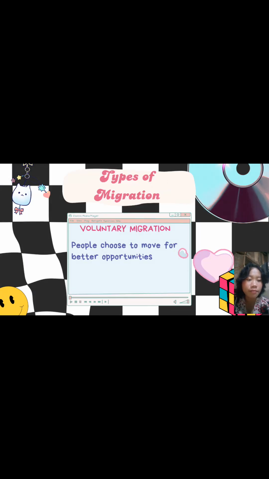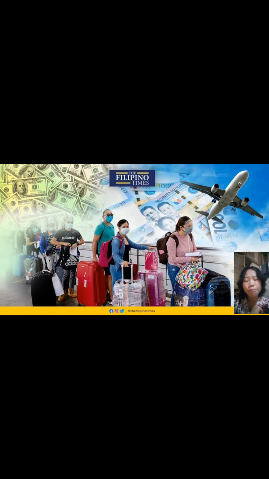Next we have voluntary migration. People choose to move for better opportunities. Let's say, for example, OFW. That is an example of voluntary migration because OFWs choose to go to other places to find better opportunities there, right? And to have higher income.